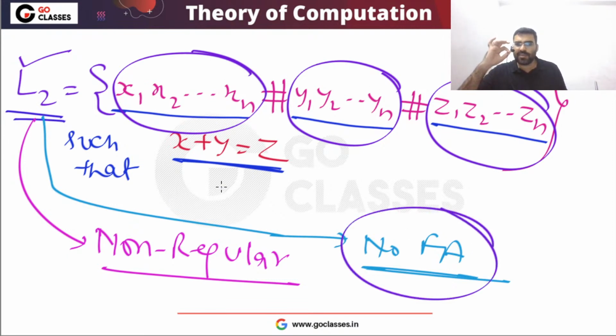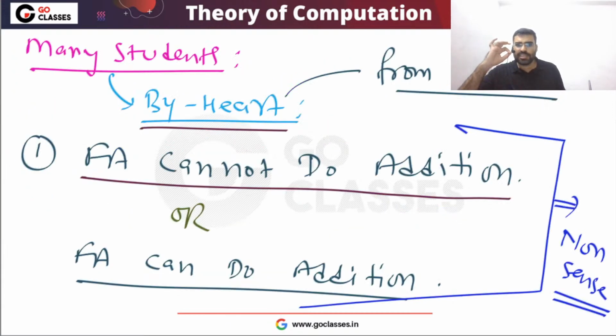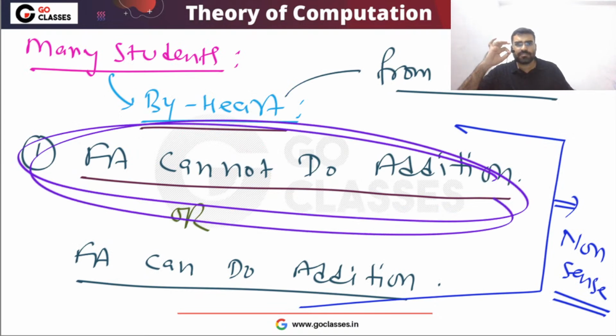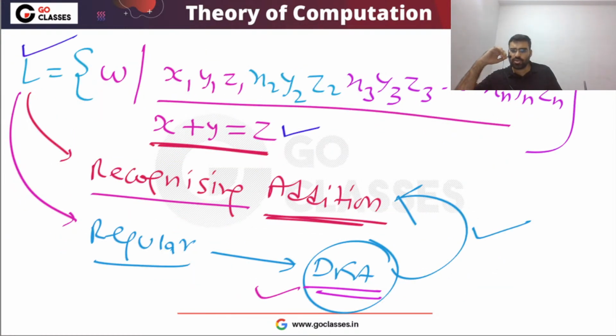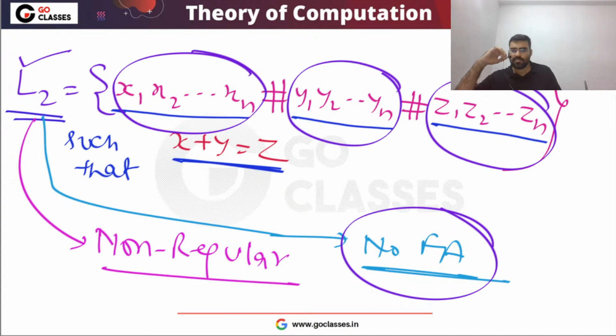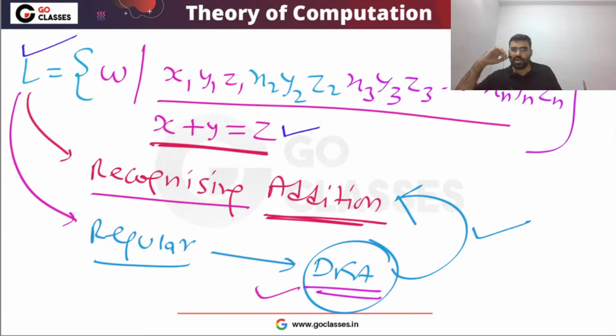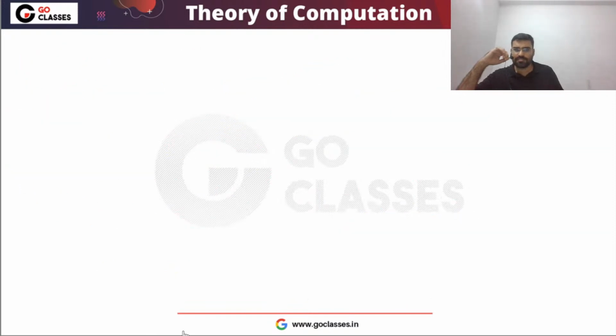So when you see this language, what will you think? You will think finite automata cannot do addition. So tell me which is correct. Finite automata can do addition or cannot do addition? So did you understand the difference between these two languages?